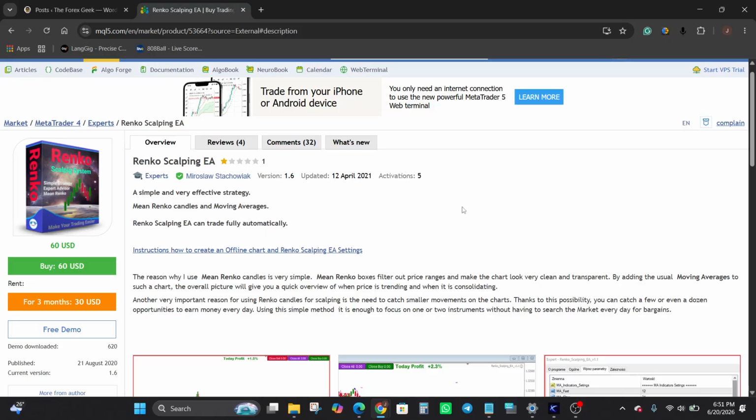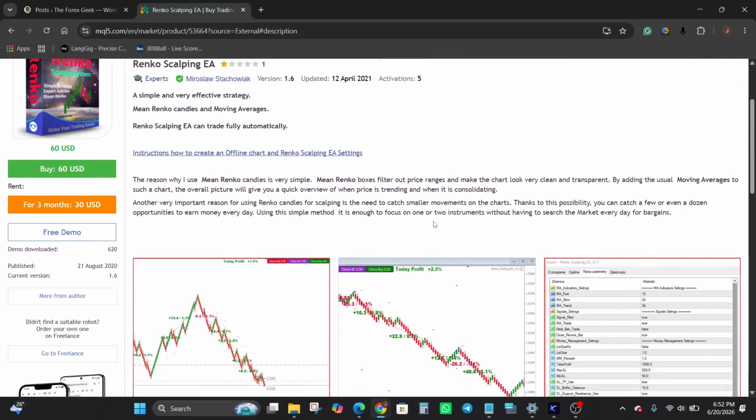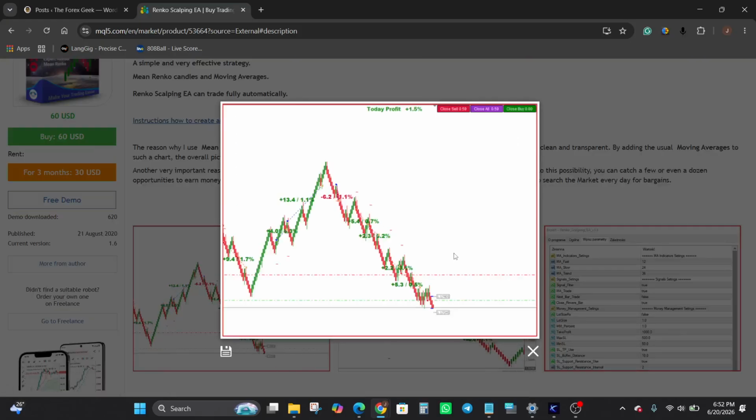All right. When reviewing historical backtests, I always try to focus on how the EA behaved throughout the testing period rather than concentrating only on the final return figures. Historical analysis provides useful insight into consistency, trade management behavior, and how the strategy responds under different market conditions. Based on the information provided by the developer, the strategy framework combines Mean Renko candles with moving averages.